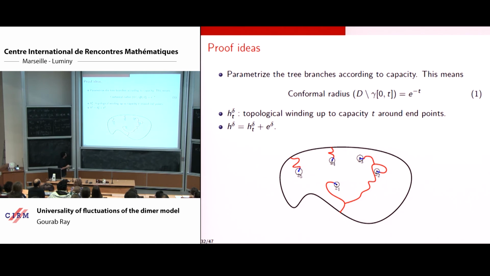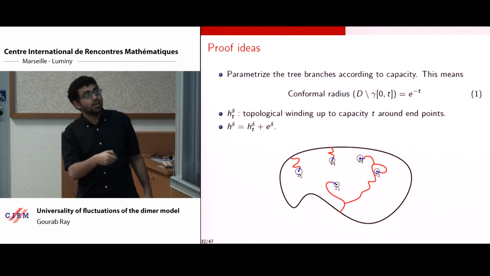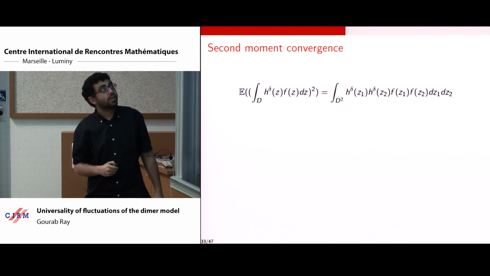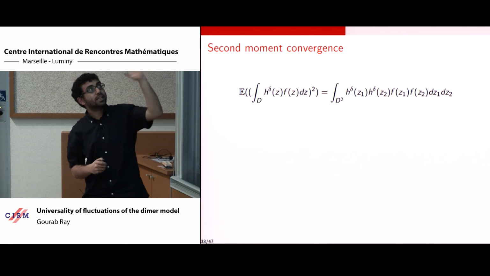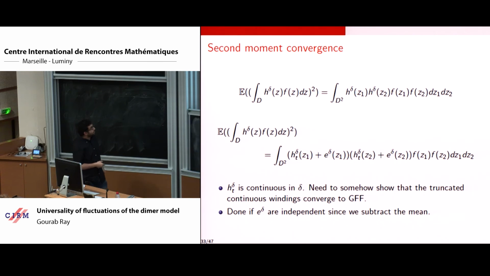We take this. So I've drawn five branches of the uniform spanning tree, and I've smoothened it near the endpoints, and I have this height function. So there's the winding of the red part and the winding of the blue part. The blue part is actually infinity, but the red part is something finite. Okay, so if I want the second moment, let's say, of the integral of this function with a test function, then I can write it like that. I have this truncated one and the error.